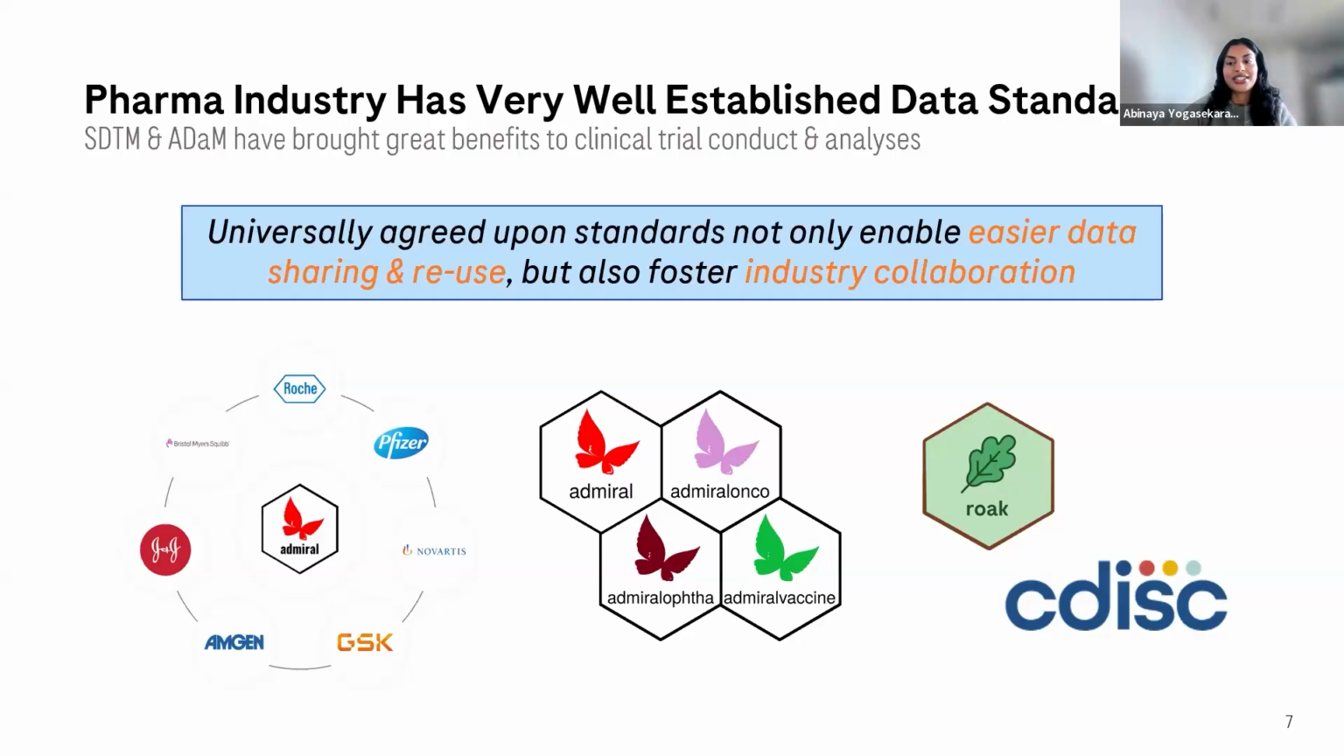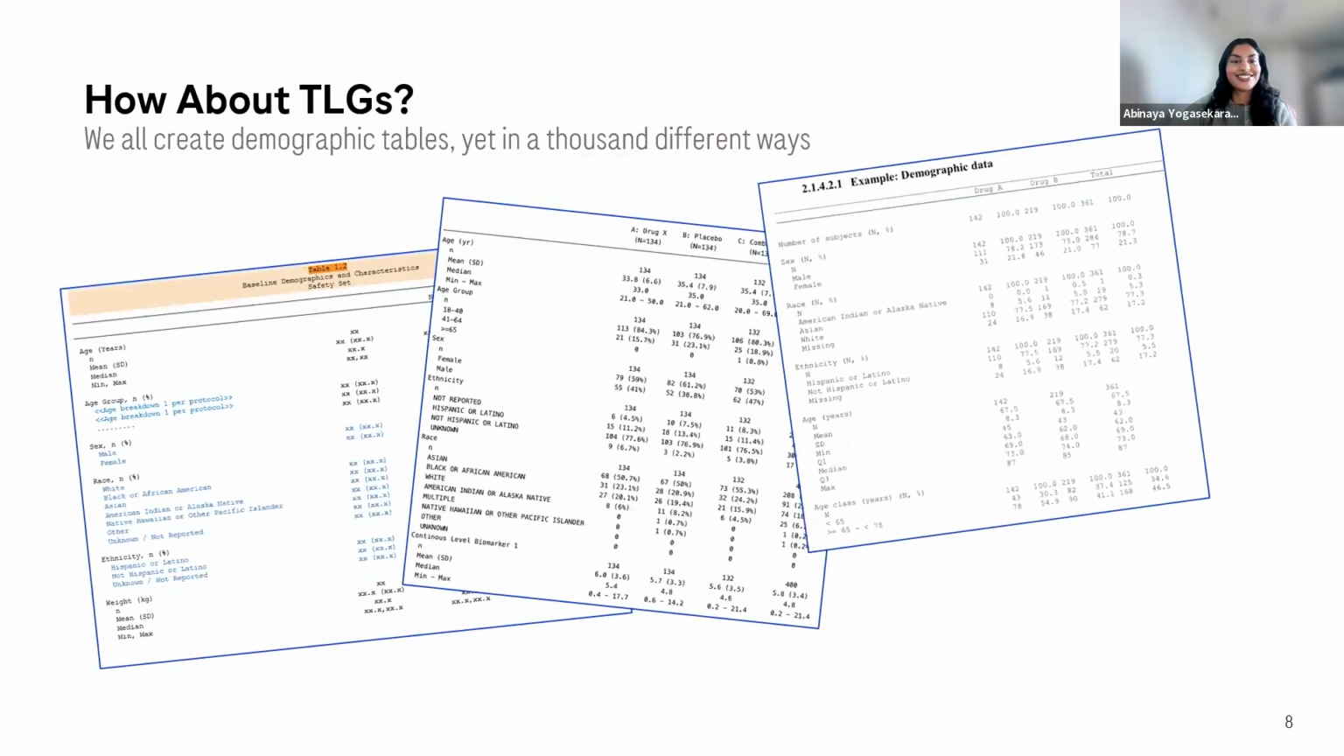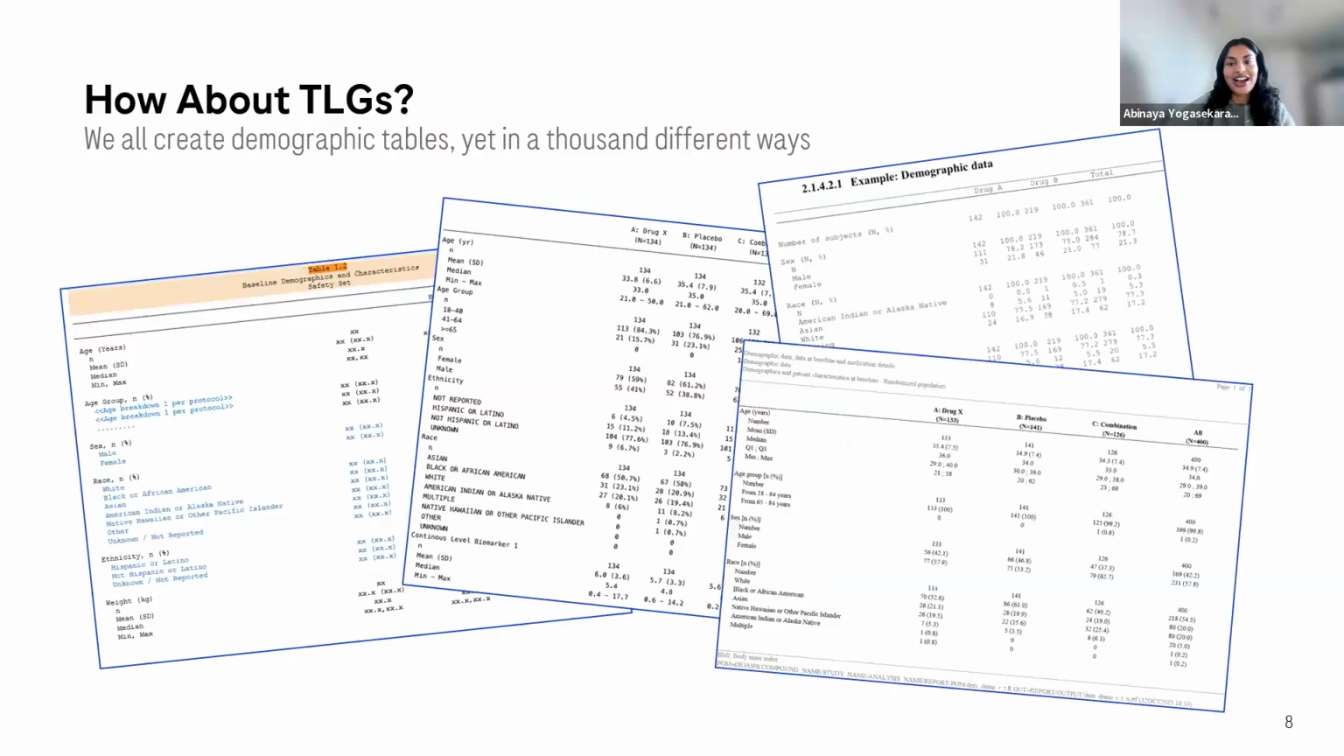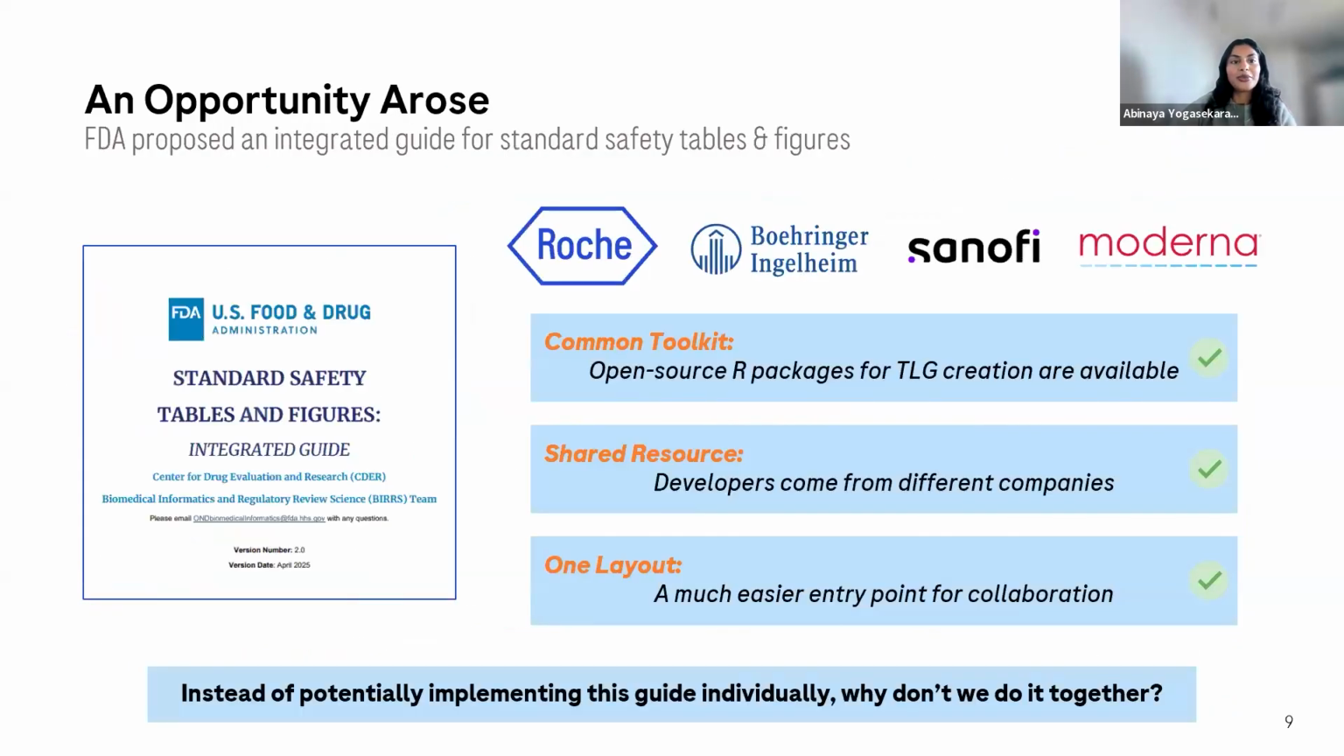So, these companies are using these standards to make sure that they can develop these tools as well that can be created and shared. So it would follow that we would be able to follow this one standard and have alignment. But what about TLGs though? If we look at it, we're all creating demographics tables in different ways. We found that these differences largely can be attributed to the variety of tools that are being used to generate these tables. And so a couple of years ago, the FDA proposed an integrated guide for standard safety tables and figures. That gave us an opportunity to bring in some collaborators and work on this one tool.